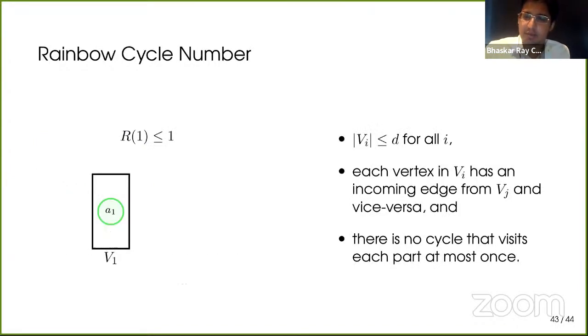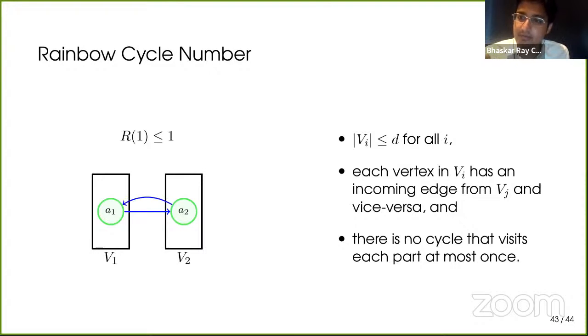Let me explain this number a little bit, because it was a mouthful from the previous slide. This number is not a meaningless number. It is indeed bounded. So let's consider the value of R for small values of D. Let's consider D equals 1. I can definitely have one part containing exactly one vertex, because each part can have at most one vertex. Can I have another part? If you have another part containing one vertex, A2, the second condition dictates that A2 should have an incoming edge from A1, and A1 should have an incoming edge from A2, right? Because these are the only vertices in the two parts, and each part can have at most one vertex. And this is an illegal cycle, because here's a cycle which visits each part at most once.